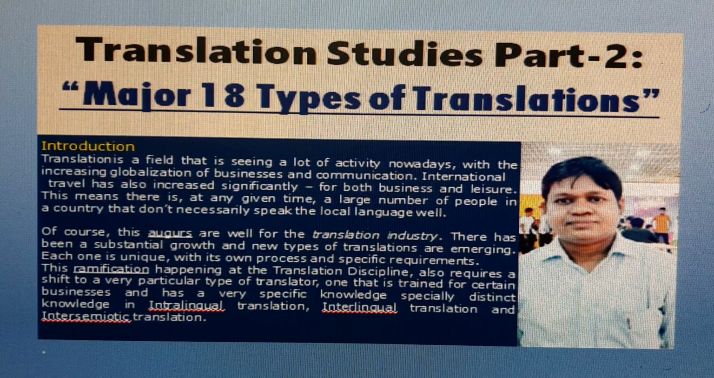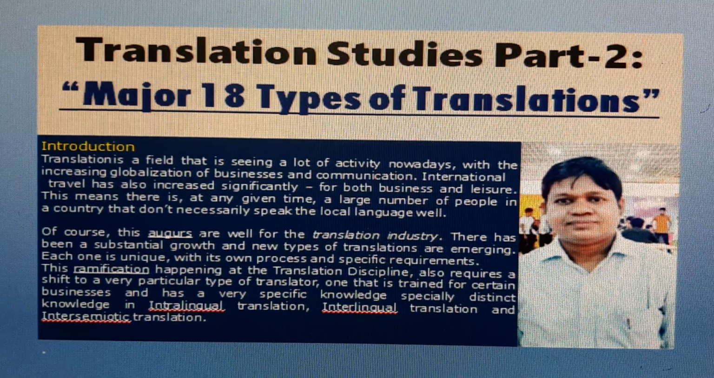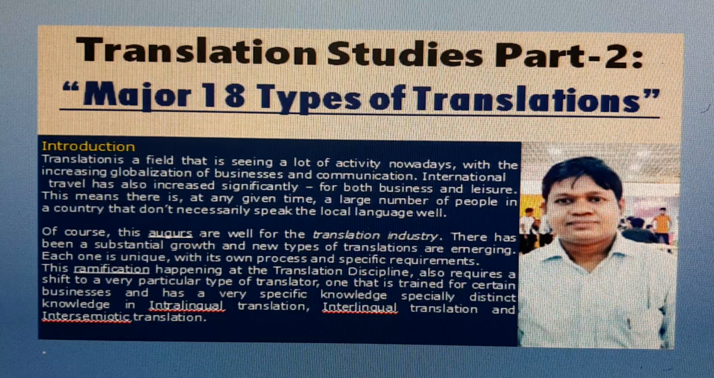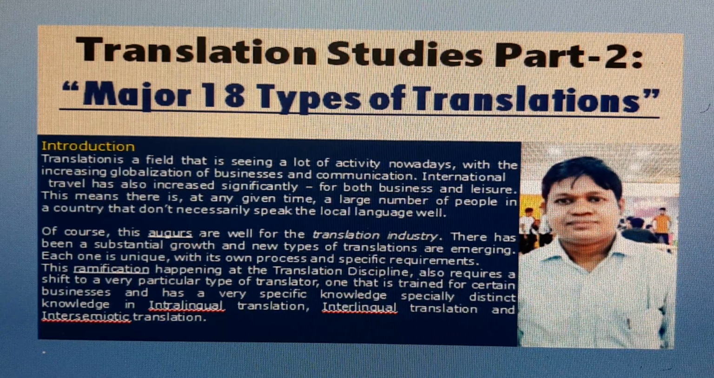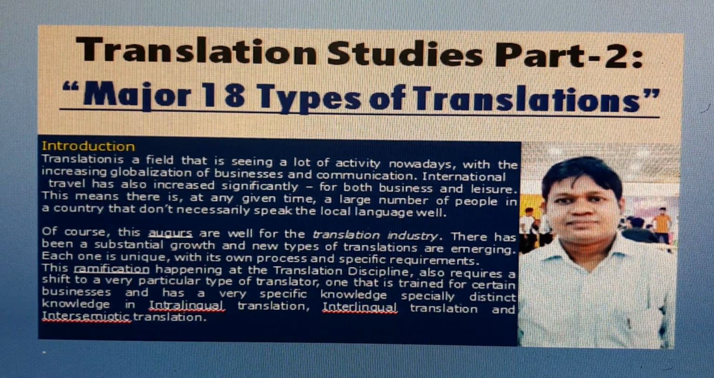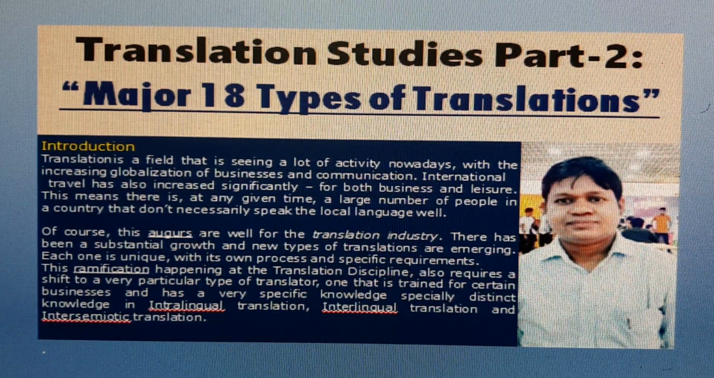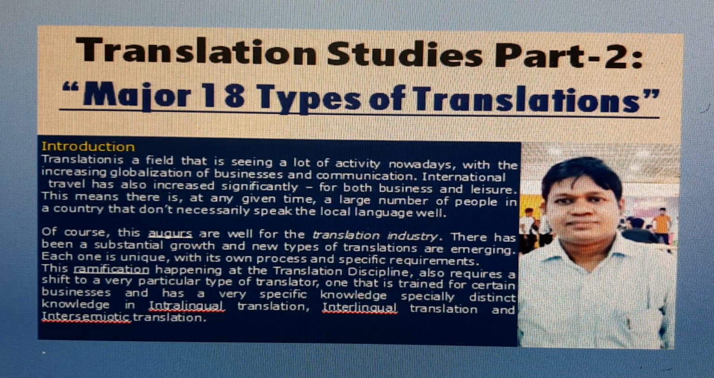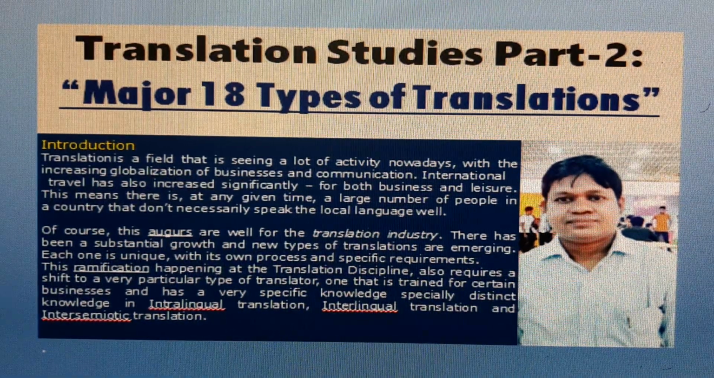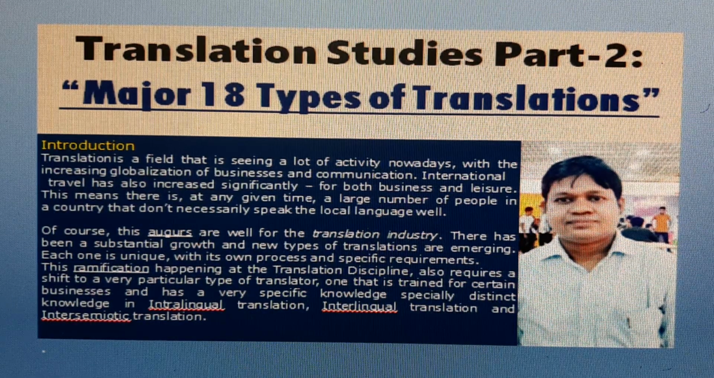There has been a substantial growth and new types of translations are emerging. Each one is unique with its own process and specific requirements. This ramification happening in the translation discipline also requires a shift to a very particular type of translator, one that is trained for certain business and has very specific knowledge, specifically distinct knowledge in interlingual translation and intersemiotic translation. Now, I will discuss the major translation industries, professional translators, along with 18 main types of translations. Let's go.